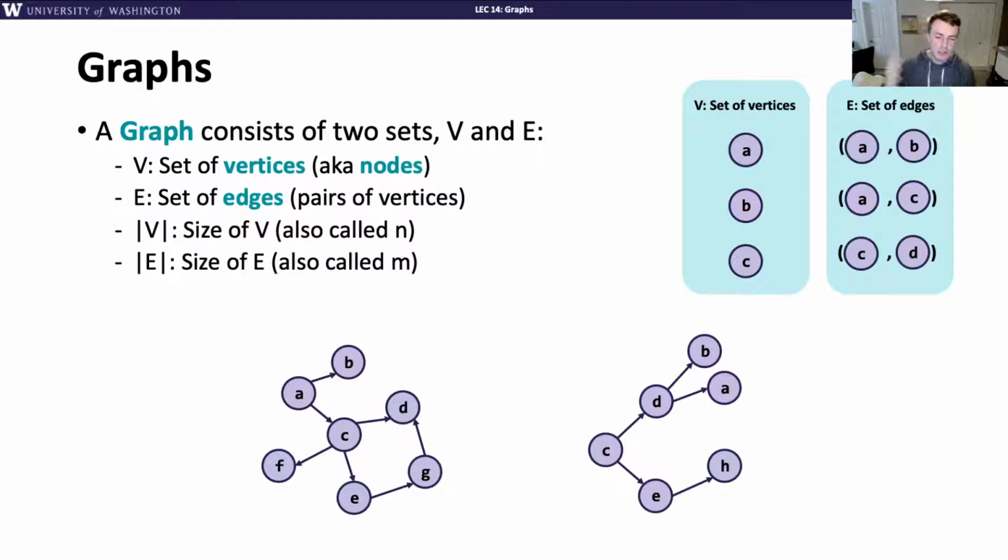Now, just a bit of notation: we usually use this vertical bar notation to talk about the magnitude of a set, or the cardinality of that set. What that really means is just the size. So when I say |V|, what I'm saying is the number of vertices. And the same thing with |E| is the number of edges. We sometimes use the variable N for the number of vertices or the number of nodes, and M for edges.